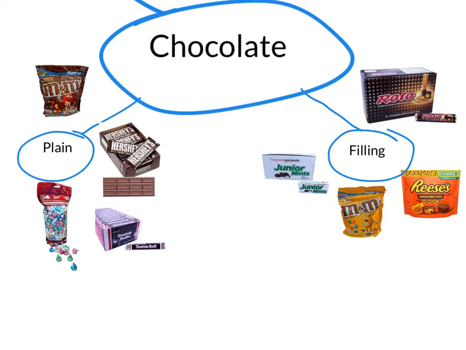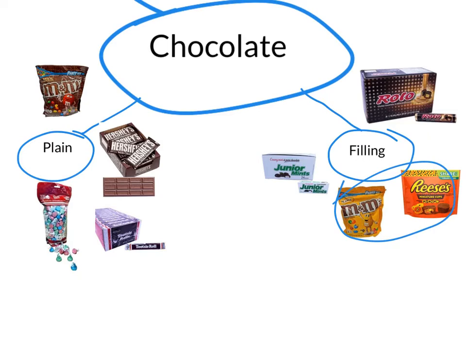Now, we could classify these even further. For example, we might classify these two as having a filling that has to do with nuts. We could have even organized all of these candies in a different way, based on different attributes. There's no one specific right way to classify, whether you're talking about candy or whether you're talking about two-dimensional shapes.